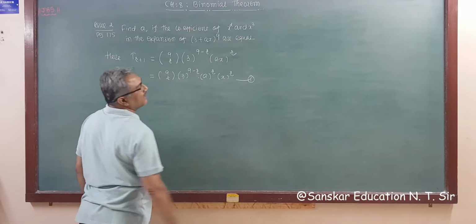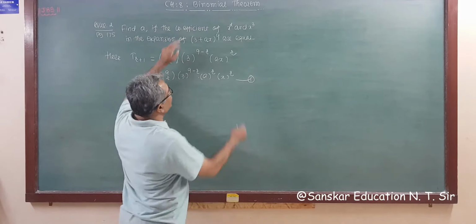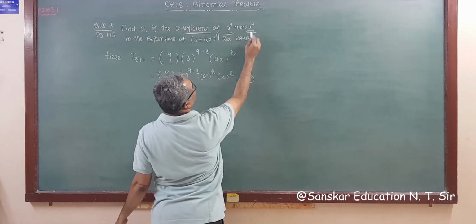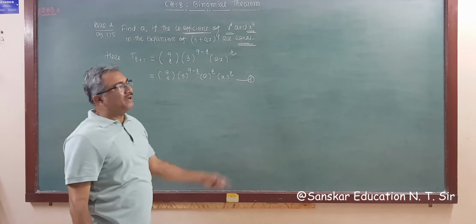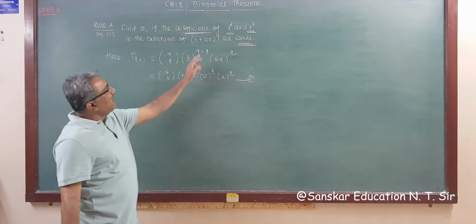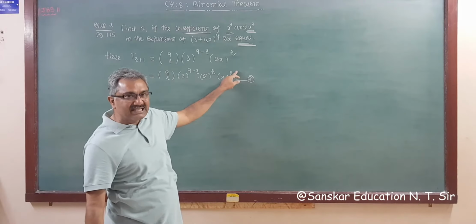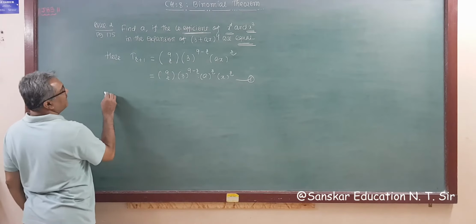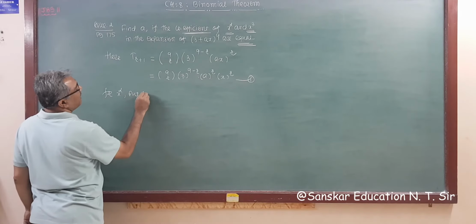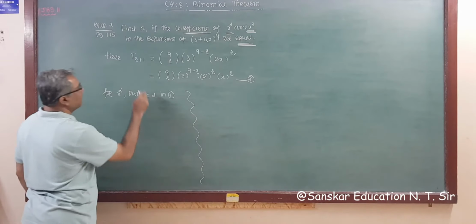Say this is equation number 1. Now what we need? We have given that coefficient of x square and x cube are equal. So we have to find out first the coefficient of x square, then x cube, and take both equal. So for x square, what we need? Power of x is 2, that is r is equal to 2. So for x square, put r is equal to 2 in 1, right?